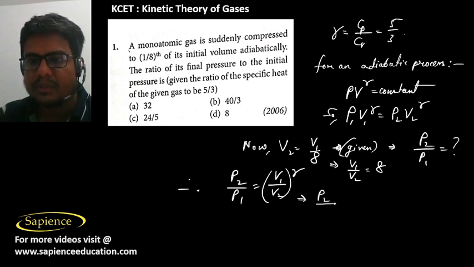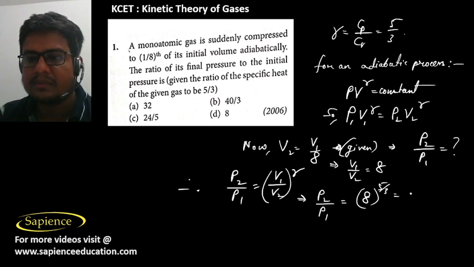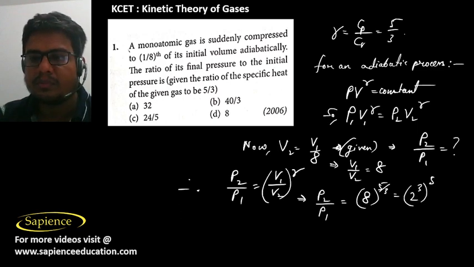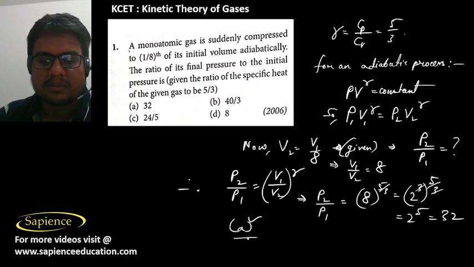So P2 by P1 will be equal to 8^gamma. Gamma is equal to 5/3. So 8 is 2^3, so (2^3)^(5/3). The 3 and 3 will cancel. So this is 2^5, which is 32. So option A is the correct answer.